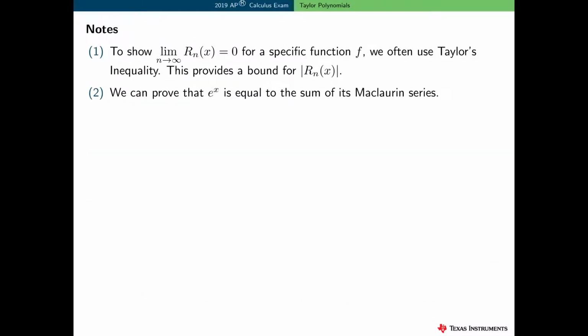In general, it's not an easy task to apply this theorem to show that the remainder term goes to 0. However, in order to prove this for a specific function, we often use Taylor's inequality. This provides a bound for the absolute value of the remainder. So I'm asking you to trust me on this one. We can indeed show that for e to the x, the remainder term goes to 0. And therefore, e to the x is equal to the sum of its Maclaurin series. Very cool.